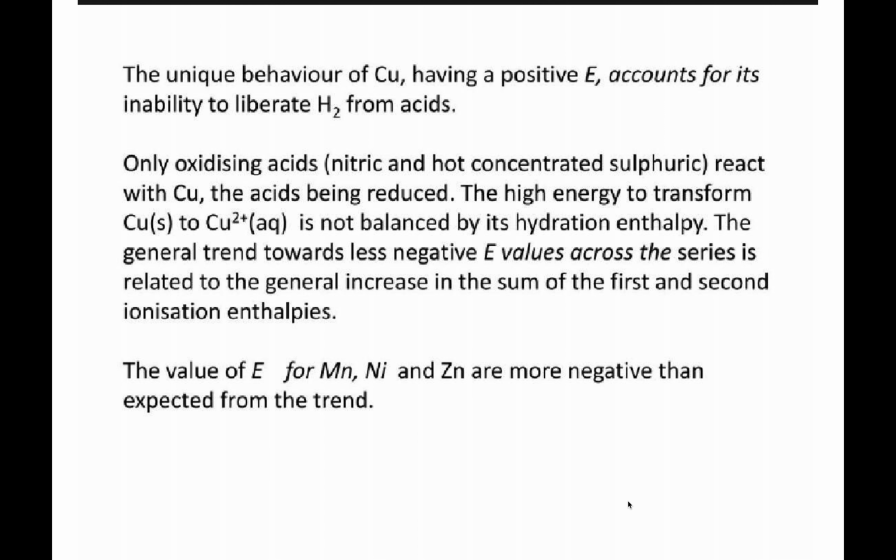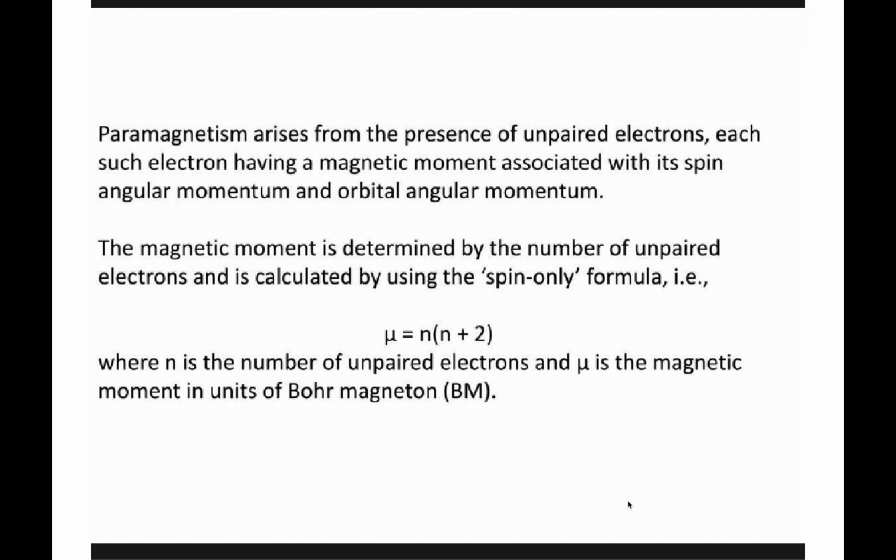The general trend towards negative values of standard electrode potential across the series, shown by the symbol capital E minus, is related to the increase in the sum of the first and second ionization enthalpies. It is very interesting to note that the values of electrode potential for manganese, nickel and zinc are more negative than expected from the trend. So now you understand the variation of the observed versus the calculated values from the chart we saw already.